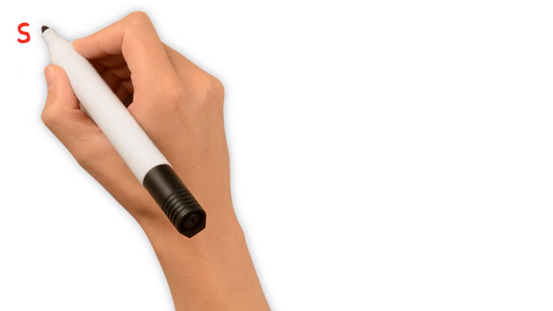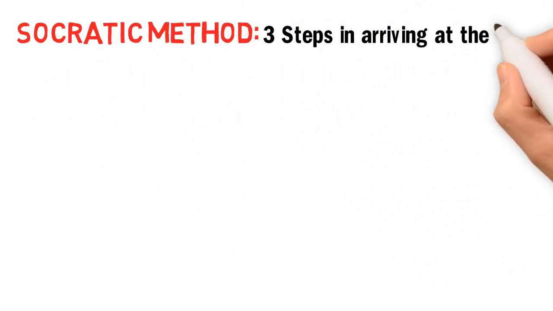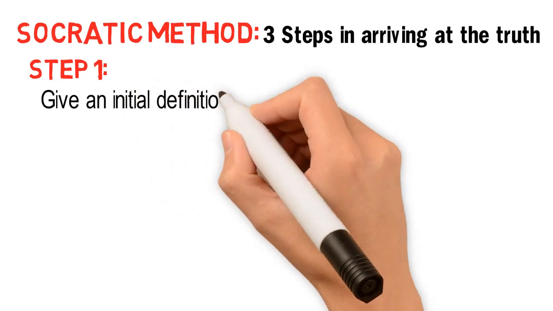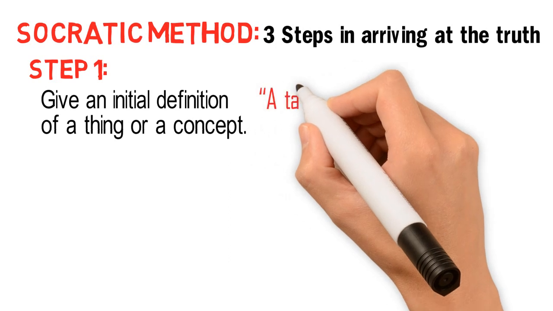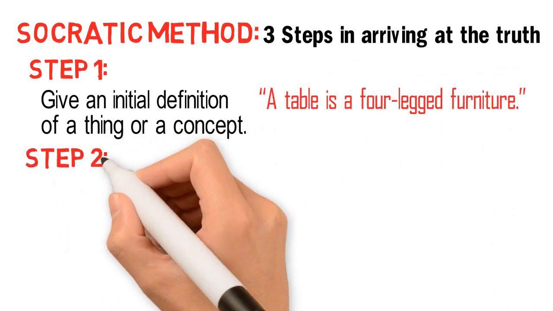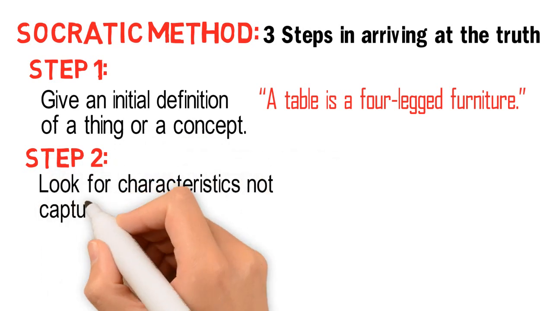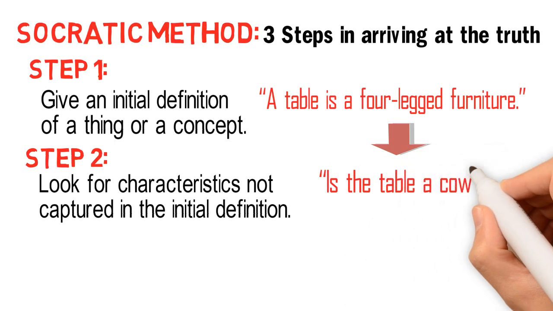More importantly, the Socratic method is a way of thinking that involves three important steps in arriving at the truth. In the first step, we give an initial definition of a thing or a concept. For example, we say a table is a four-legged furniture. In the second step, we look for those characteristics of the table that are not captured in the initial definition. For example, we may ask the question, is the table a cow?